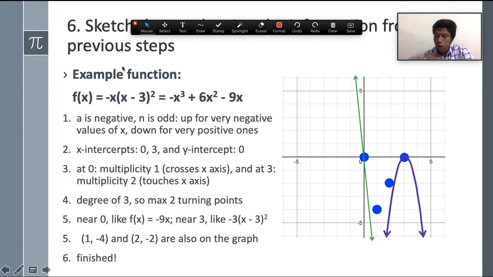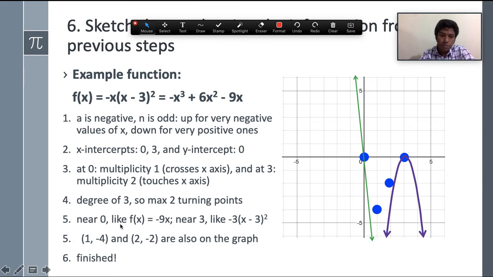Now, all the things that we discussed so far are on one page. First of all, a is negative, with x cube, so the end behavior is, on the left side it will go up, on the right side it will go down. The x-intercepts are 0 and 3, and the y-intercept is 0. At 0 multiplicity 1, so it crosses. At 3 it touches. Degree is 3, so maximum 2 turning points.